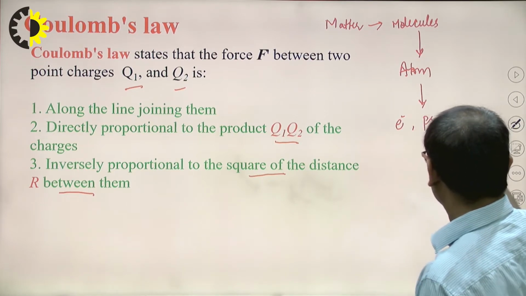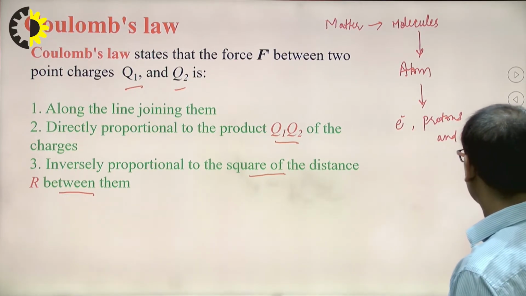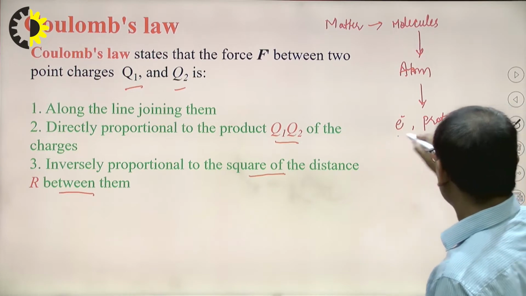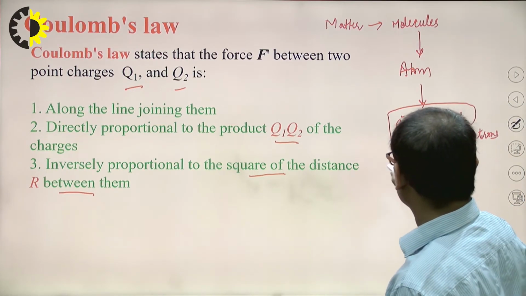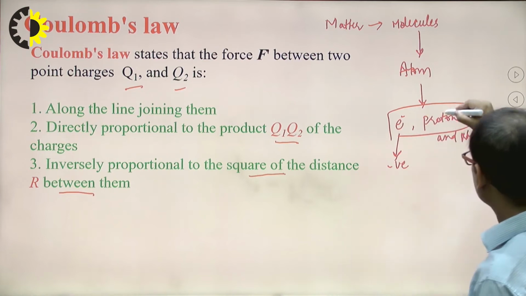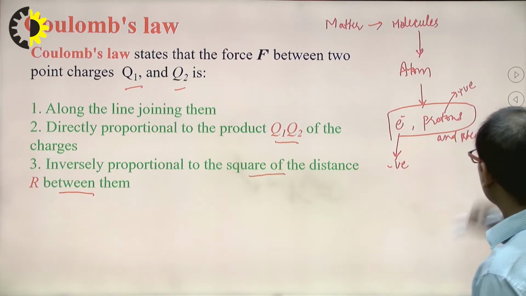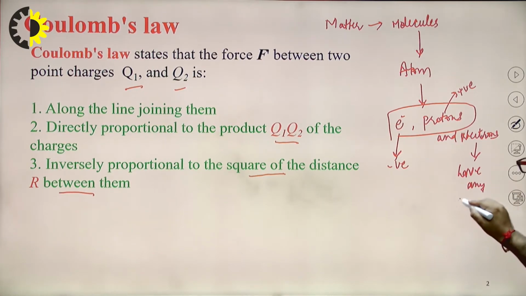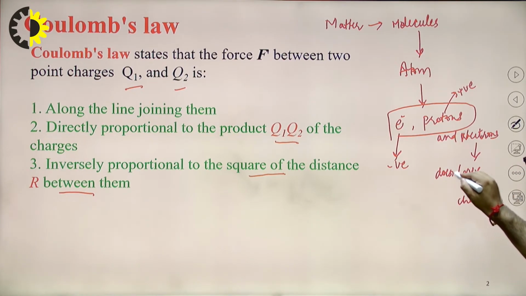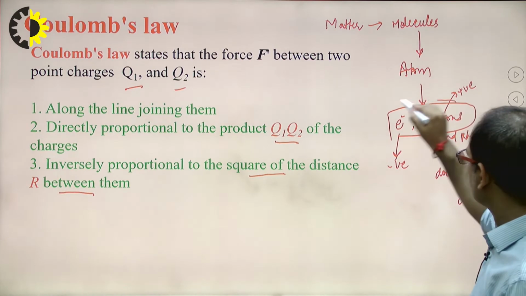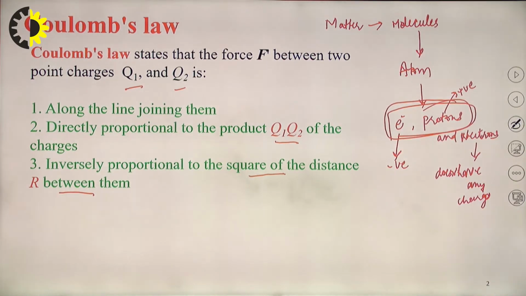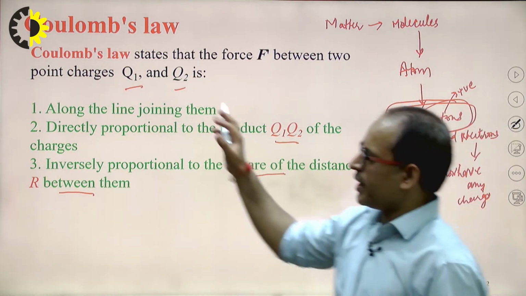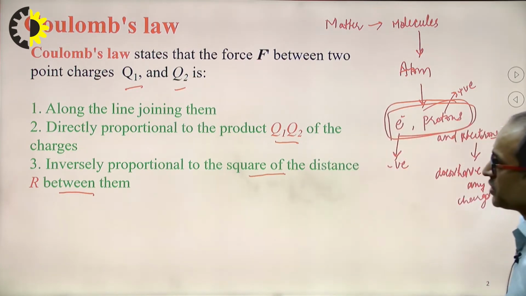In the atom you will see electrons, protons and neutrons. The electron is a negative charge and the proton is a positive charge, and the neutron does not have any charge. So we are talking about these point charges. This may be a negative charge and this may be a positive charge.